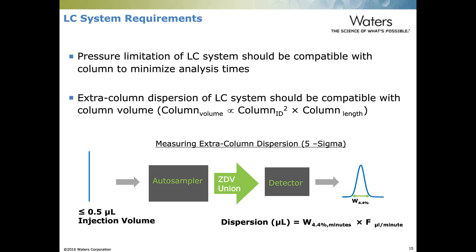When we talk about extra column dispersion in a system, what we're talking about, if you can imagine, as shown on the bottom, is we're injecting fundamentally a zero volume injection of some analyte. And what we're doing is sending it through the system without a column, through the autosampler, a union, and a detector, and we're measuring the volume of the peak that comes out. If the volume of that peak is significant relative to the volume of our SEC peak, it will basically reduce the resolution of our separation. And I will show you on the next slide an example of how we can think about this.